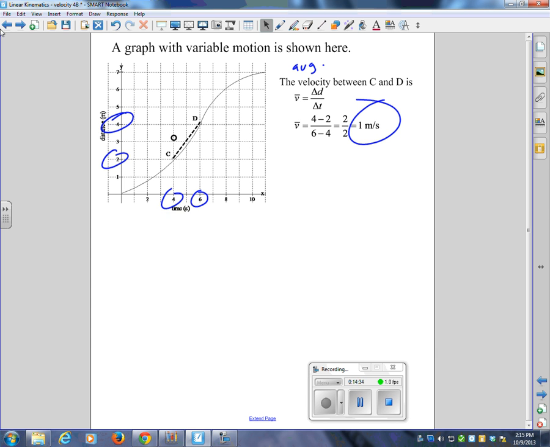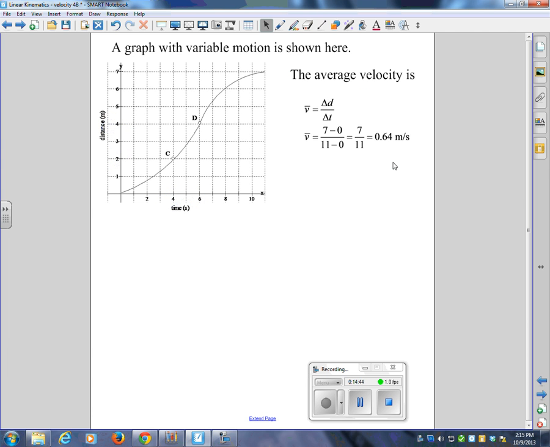Okay? What's the overall average of this whole motion? How do I find the overall average for the whole thing? Where do I draw my line between? Beginning point in there. Exactly. The overall average is from the beginning to the end. That would be my average for the whole trip. The whole trip means starting here at 0 and going all the way to the end. And as you can see, that goes from 0 to 7, 7 minus 0, and my time is from 0 to 11 seconds, or 0.64. So the average velocity is 0.64.